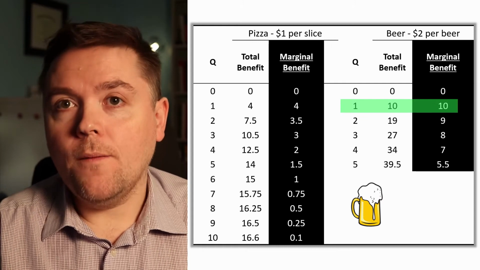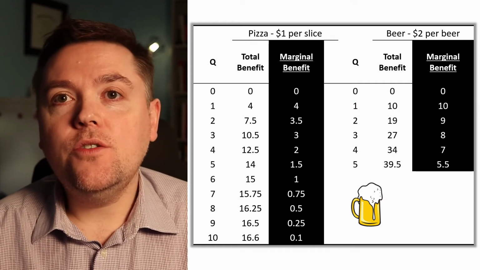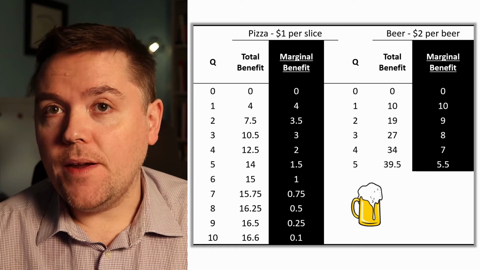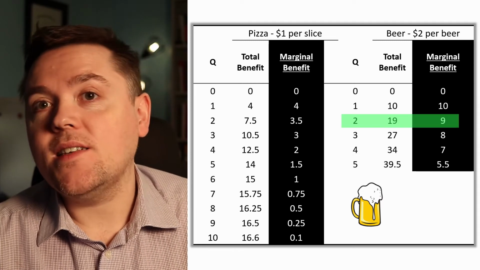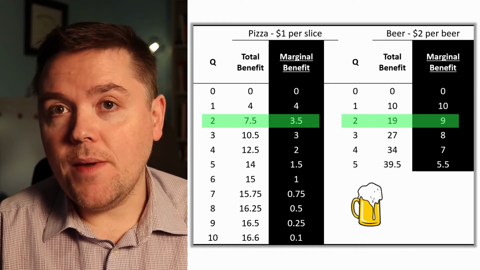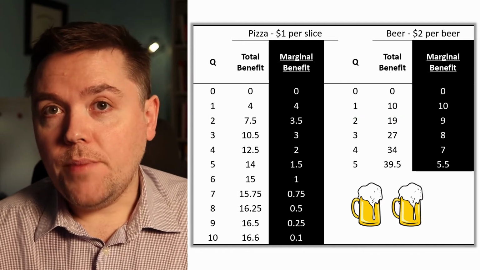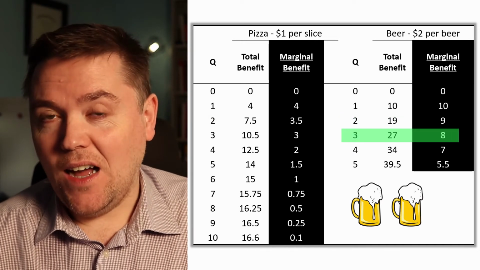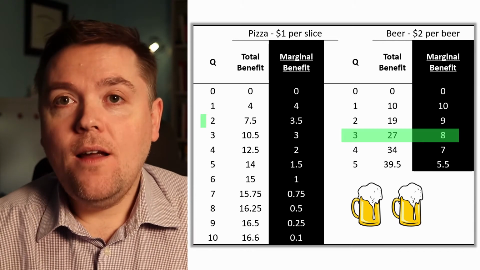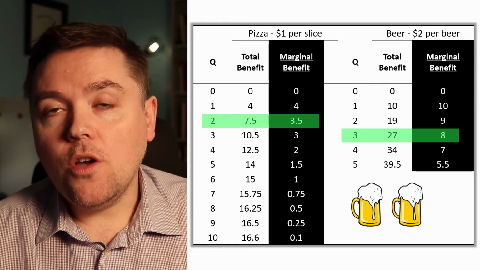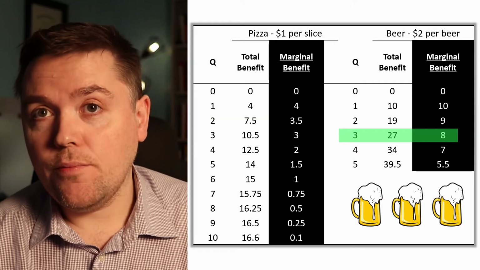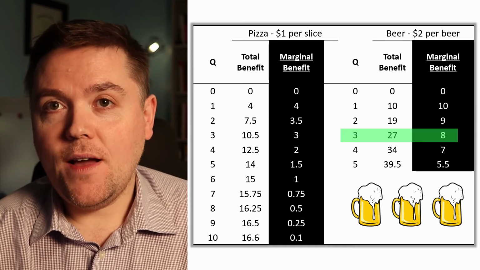So that's 1 beer. The next thing you do is look at the benefit from the second beer, which is $9 of marginal benefit, and compare that to the first 2 slices of pizza, $7.50. So again, you choose the beer. The third beer gives you a marginal benefit of $8. And again, that's still better than 2 slices of pizza at $7.50 in terms of total benefit. So choose a beer. Again, that's 3 beers with your first 3 choices of how to spend $2.